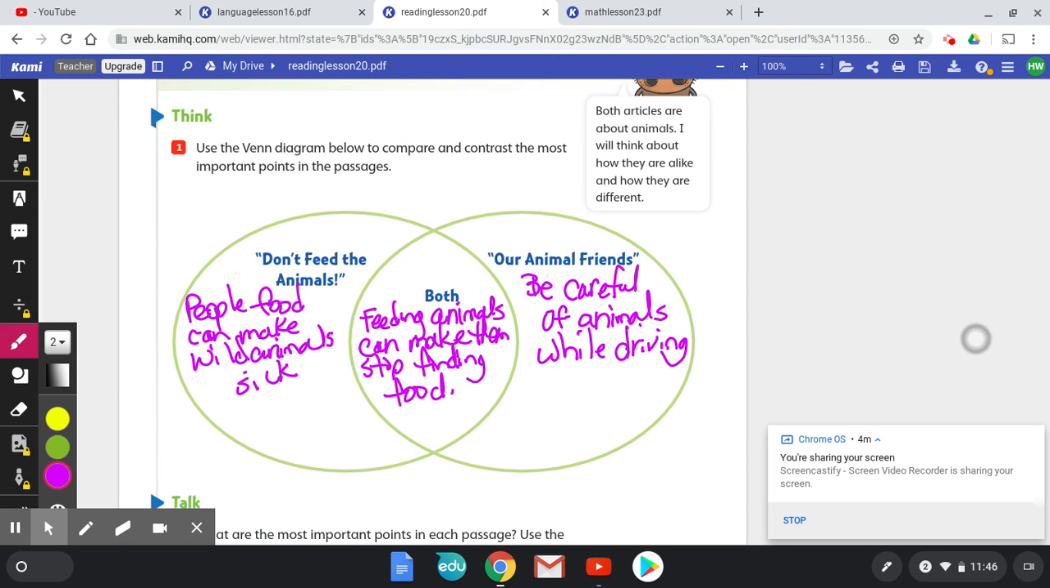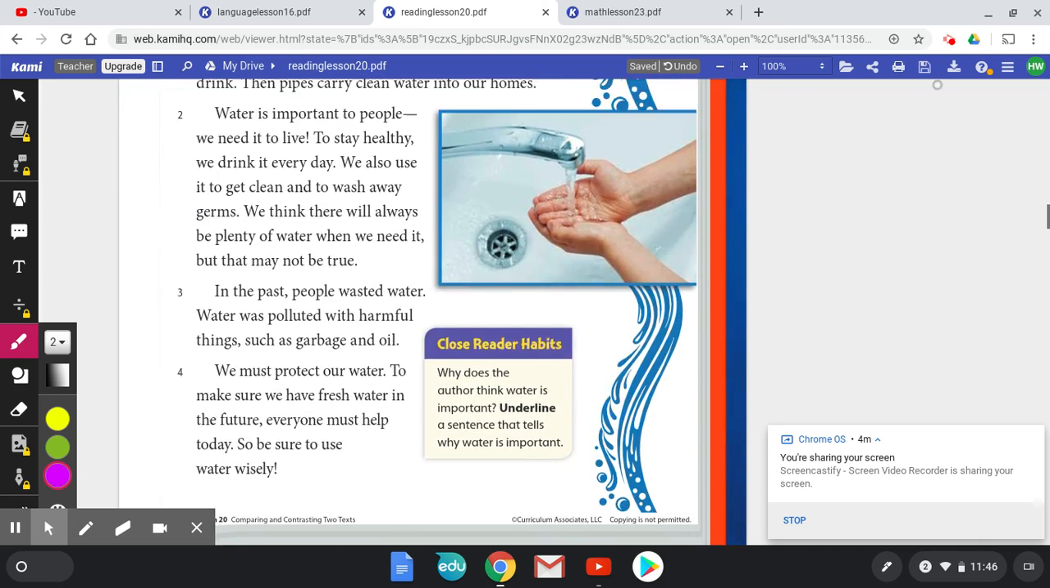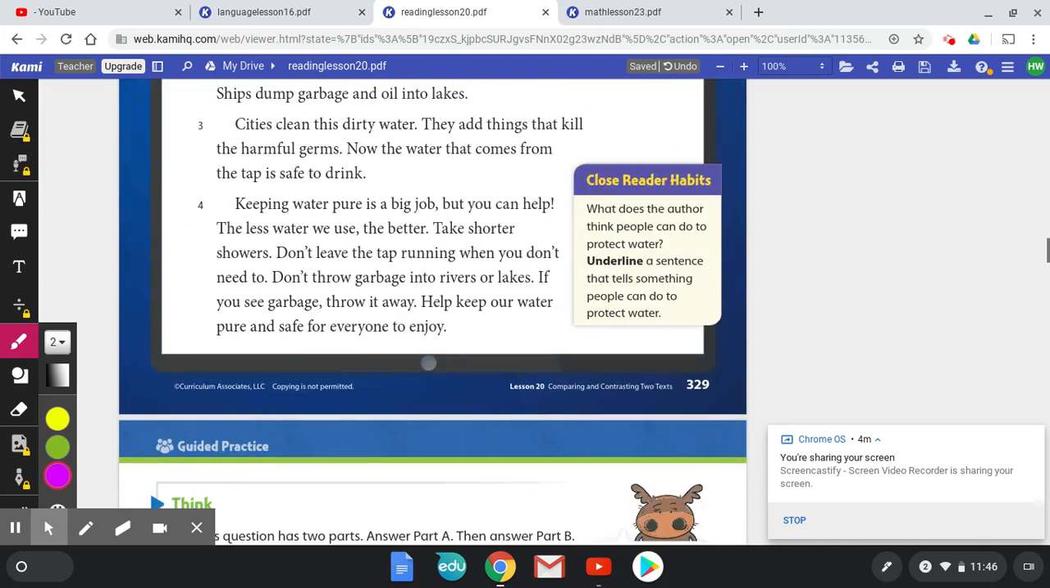All right. So talk about it. So let's think about this question. What are the most important points in each passage? Use the information in the Venn diagram to talk about which points are the same in both passages and which are different. We talked about that. So if we turn over to page 332, we're going to do our short response for these two selections.